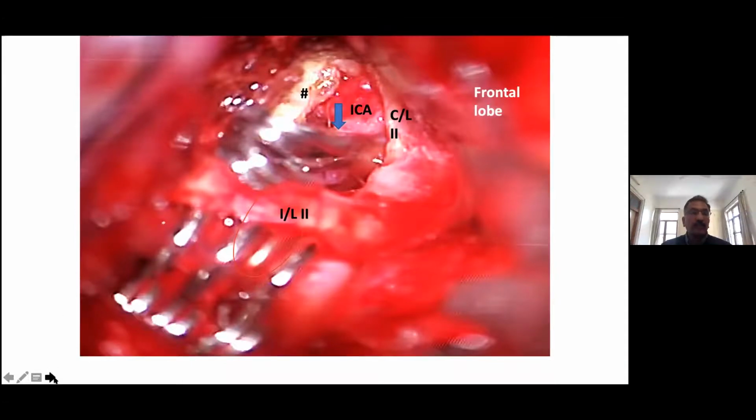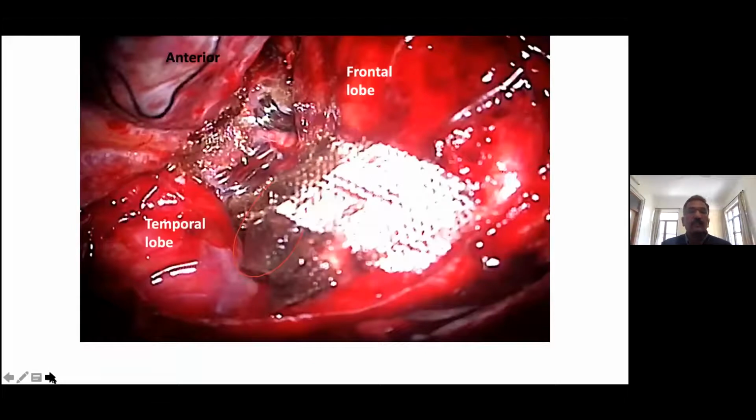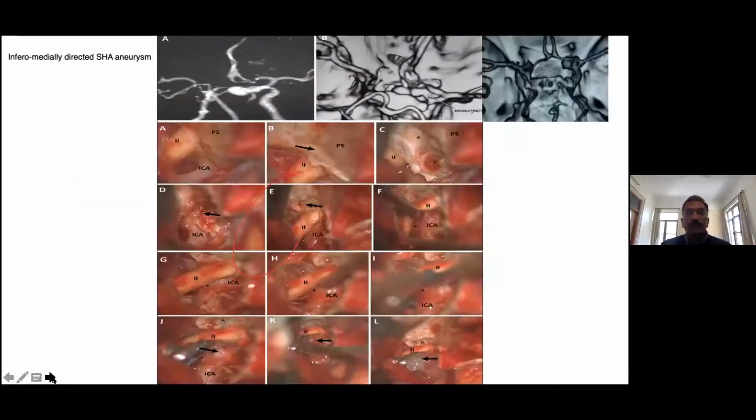So with a single approach, we have approached both the sides, and you can clearly see the entire thing. This is the ICA, this is the optic nerve, this is the ipsilateral optic nerve. These are the clips which are reconstructing the ipsilateral ICA, and this is the ipsilateral middle cerebral artery. So it is possible to approach a medially directed aneurysm of the opposite side from the ipsilateral side. And this is an acute bleed, so this is post-surgery.